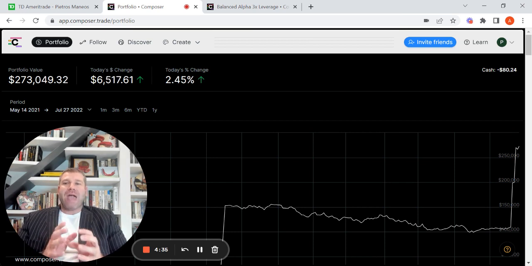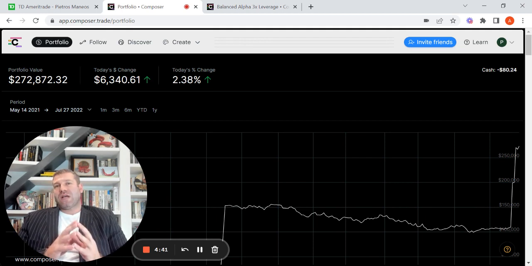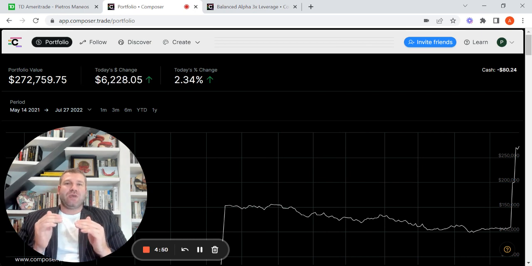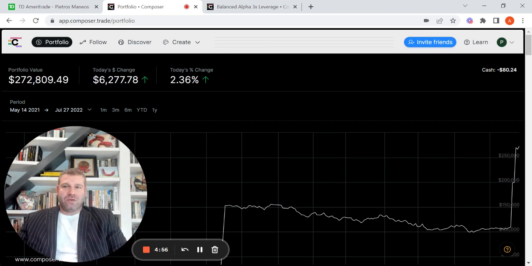And then I would manually run those two strategies, the All Weather Alpha 3 times leverage and the Balanced Alpha 3 times leverage. It was just annoying because I would do that manually. I have to go in and tally what percentage should be held in what position, sell, buy, and I would do that a couple times a year. It was just, again, quite annoying.